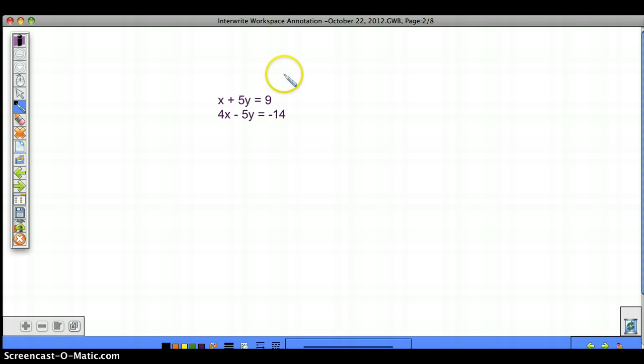We usually use elimination whenever our two equations are in standard form, like this example here. Here I have x plus 5y equals 9, and I have 4x minus 5y equals negative 14. So I want to eliminate a variable, and what I mean by that is I want to actually add my equations together, and one of them should cancel out to 0. So on this first example, x plus 4x gives me 5x, and 5y plus negative 5y cancels out to give me 0. So this would actually be 5x equals 9 plus negative 14, which gives me negative 5.